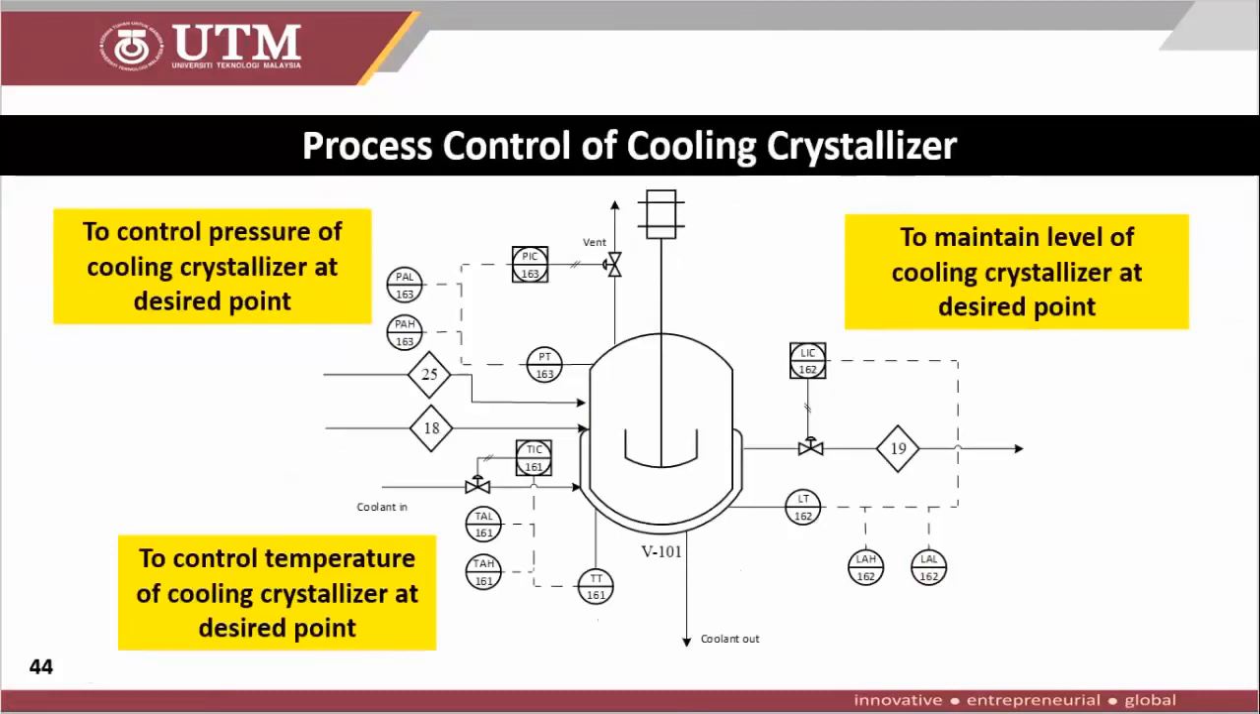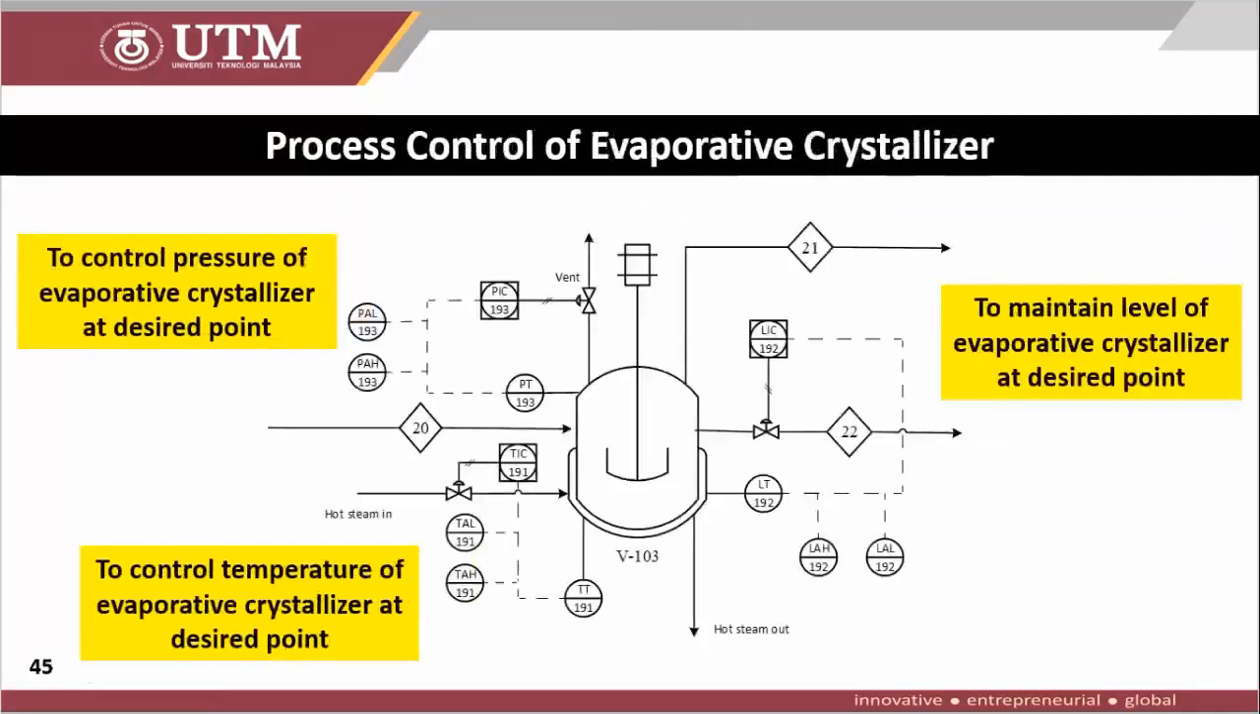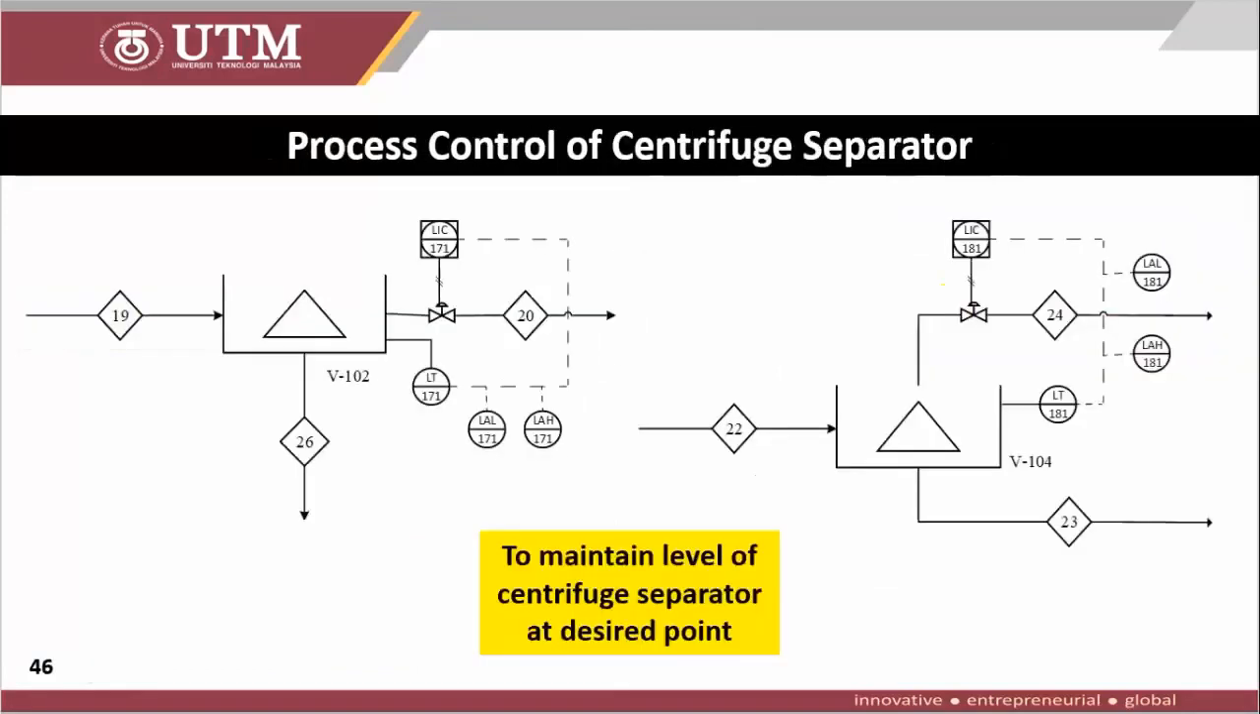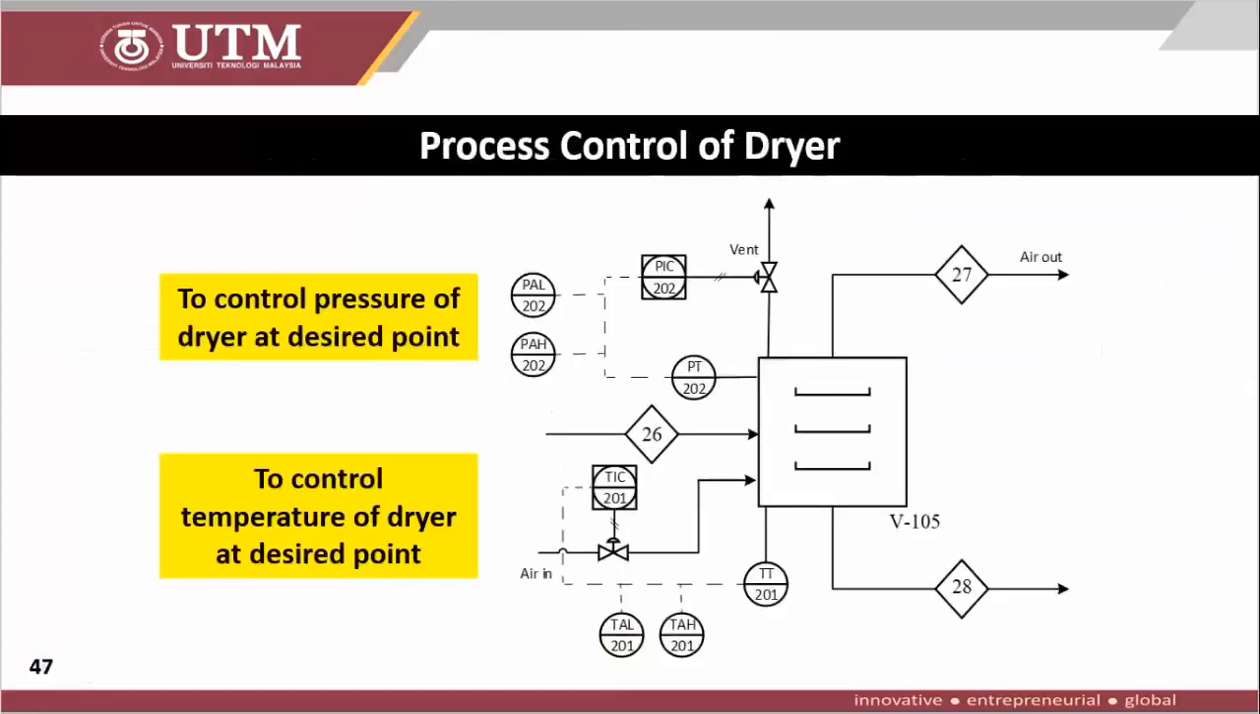For the cooling crystallizer, we control the pressure, the temperature, and the level of the cooling crystallizer. For the evaporative crystallizer, we control the pressure, the temperature, and the level at the desired point. For the centrifuge separator, we maintain the level of the centrifuge separator at the desired point. And the last one is the dryer, where we control the pressure and the temperature of the dryer.